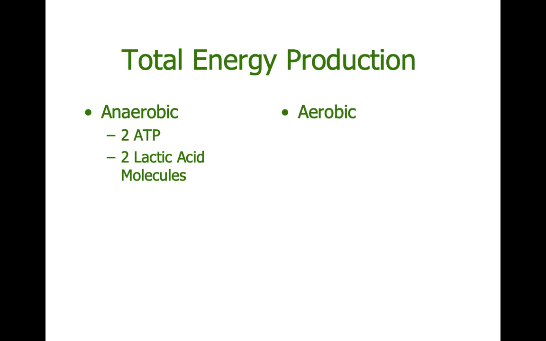Now we look aerobically, we end up with 38 ATP. Now, wait a minute, Professor Kelly. You didn't say 38 anywhere. You're 100% right, I didn't, but let's add them up. We have 2 from glycolysis. We have 2 from the citric acid cycle for 4. 2 plus 2 is 4. Then we have 34 from the electron transport system. 4 plus 34 gives us our grand total of 38 ATP molecules.